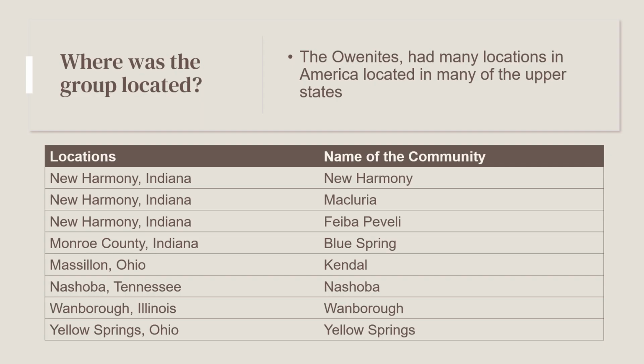Where was the group located? The Owenites had many locations in America and many of the upper states. Four in Indiana, three of them in New Harmony. Their names were New Harmony, Maclure, and Fauntleroy, and in Monroe County, Indiana, was Blue Spring. Massillon, Ohio's community was named Kendal, and Neshoba, Tennessee's community was named Nashoba. Warrensburg, Illinois' community was named Warrensburg, and Yellow Springs, Ohio's community was named Yellow Springs.